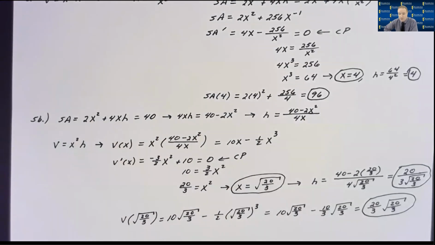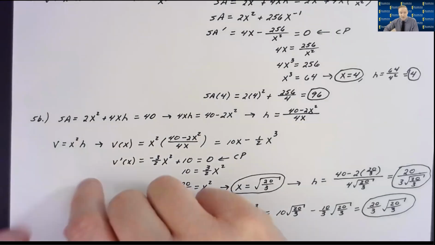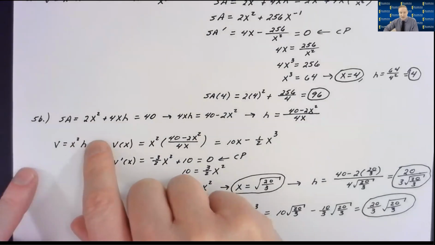Now, how is that going to go into our volume formula to try to maximize volume? I know that the volume of any rectangular solid with a square base is just the area of the base times the height. So volume is equal to x squared h.